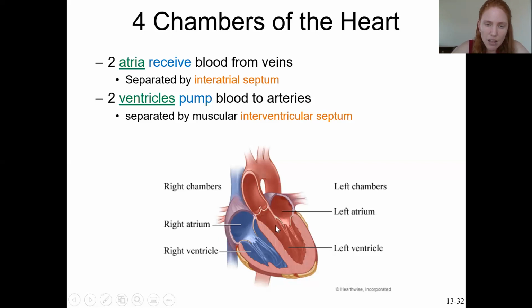Now, separating the right and left atria is the interatrial septum. A septum is a division, and inter means between, so the division between the atria. And then between the ventricles, this nice thick layer of muscle, myocardium right there, that's called the interventricular septum. Okay, so again, the division between the ventricles.